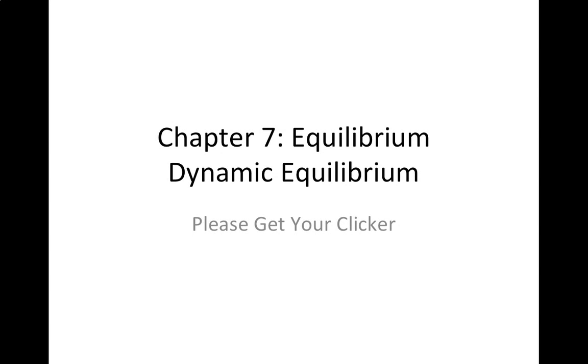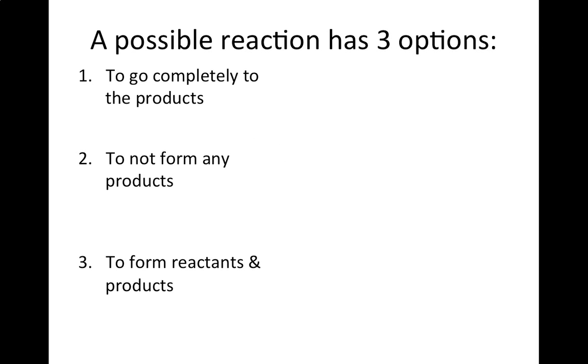In Chapter 7, we're dealing with equilibrium, and specifically to start out, we're talking about what dynamic equilibrium is. So, in general, we could have three possible things occurring when we put two or more things together. We could have a reaction that goes completely to the products. We could have a reaction where, when we put things together, no products are actually formed. And we could have a reaction where both the reactants and the products are forming.